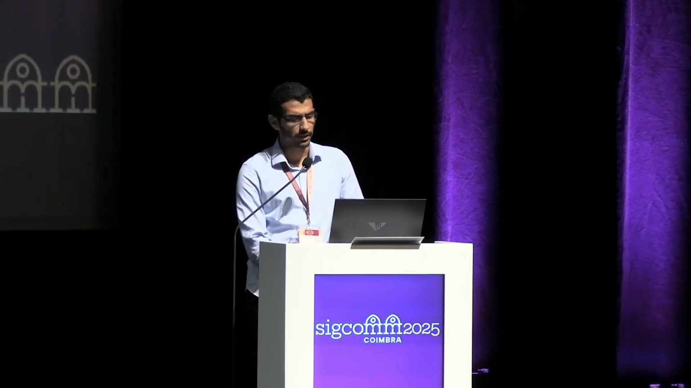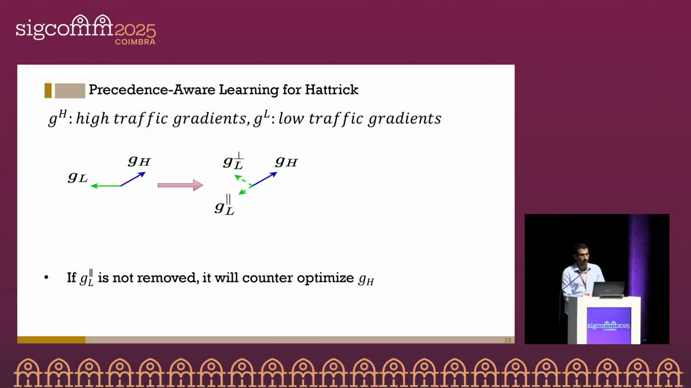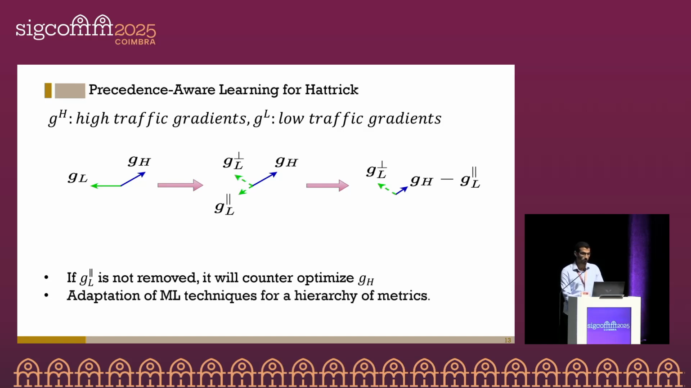And to explain precedence-aware learning, let's look at this simple example where we have two gradients, GH and GL, corresponding to two traffic classes. In this case, GH and GL are conflicting. And to handle this, we decompose GL into two components, one orthogonal to GH and one parallel to GH. And we always remove the parallel component, and we only use the orthogonal component to update Hattrick parameters. We note that in this example, not removing the parallel component will counter-optimize GH, in fact, yielding these final gradients. This is our adaptation of machine learning techniques for hierarchy of metrics.